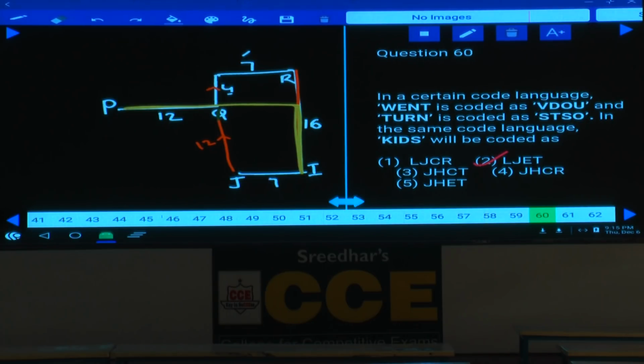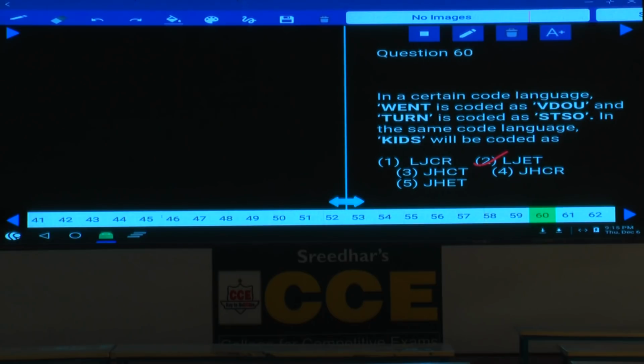Then question number 60. Now question number 60 is based on coding and decoding. In this coding and decoding, what is the word given here? Vent is the word given. And what is the code to this word vent? Vent is VDOU. Then tell me what is the difference between W and Y? Minus 1, isn't it? E and D, it is minus 1. N and O, plus 1. T and U, plus 1. Minus 1, minus 1, plus 1, plus 1.